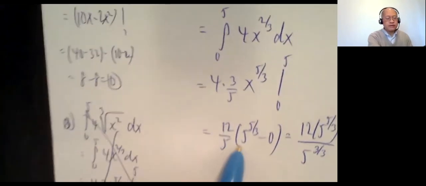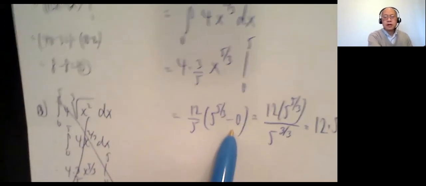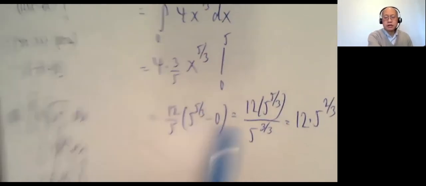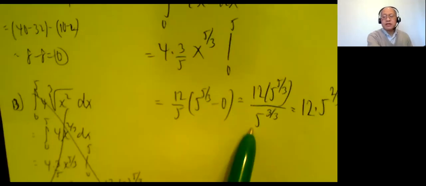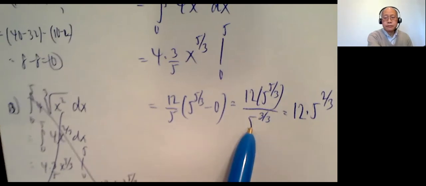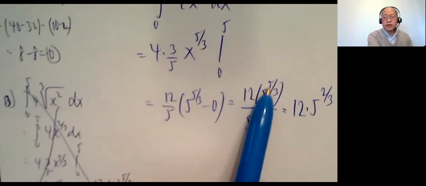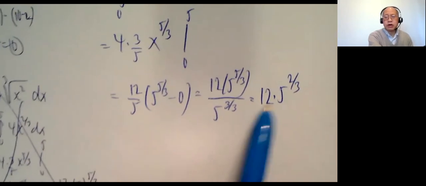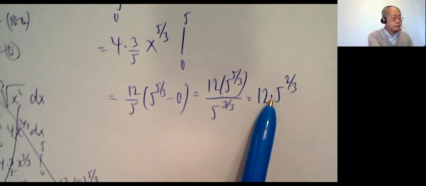Plug in 5, you have 5 to the 5/3, and minus 0 to anything is 0. So I have 12/5 times 5 to the 5/3, although you can clean that up a little bit. I'll show you how to do that. 12 divided by 5. 5 is like 5 to the 1, right? So 5 to the 5/3 divided by 5 to the 3/3. I'm supposed to subtract, so the best final answer is 12 times 5 to the 2/3. And that's it.